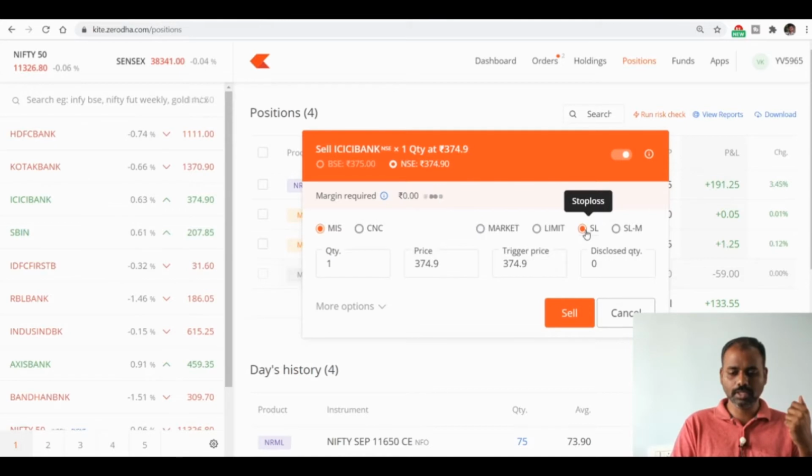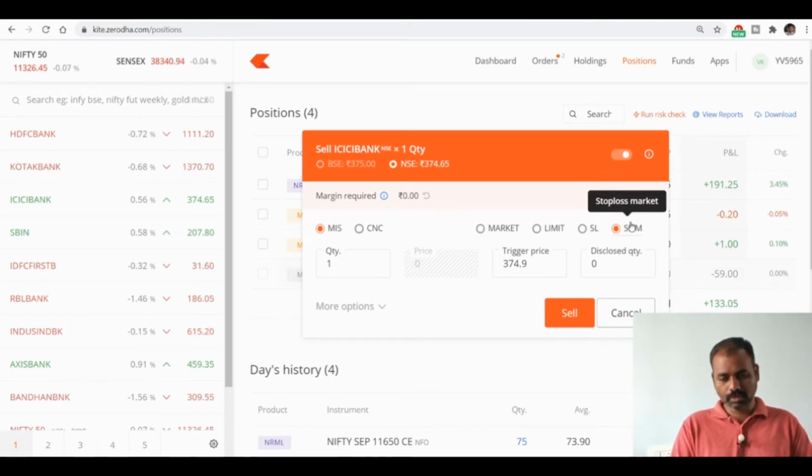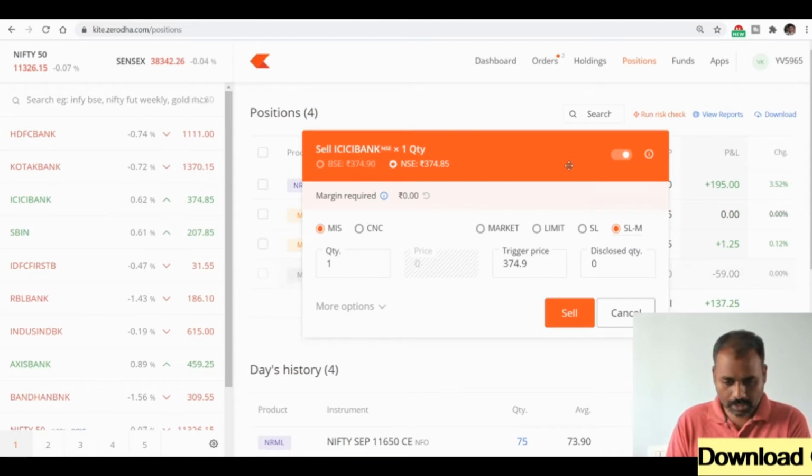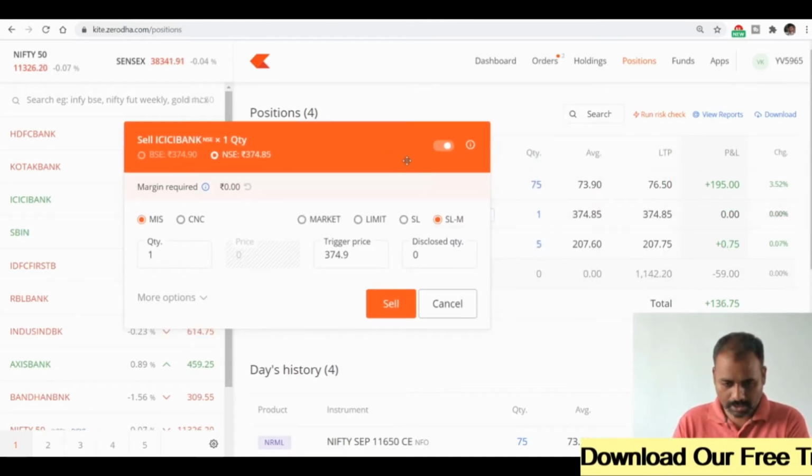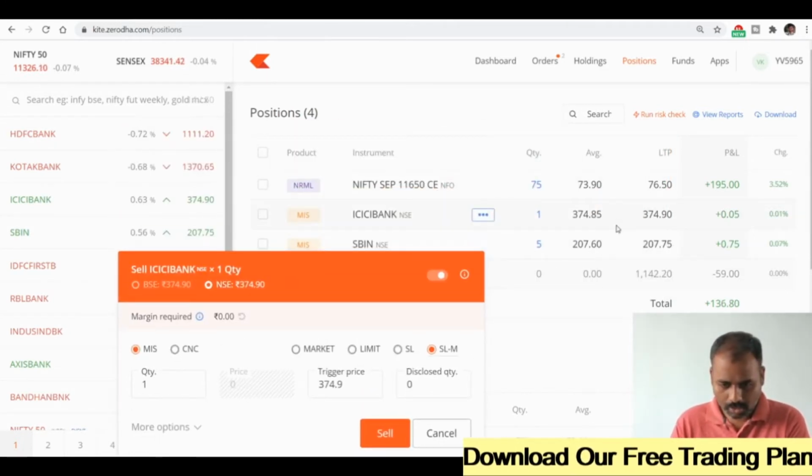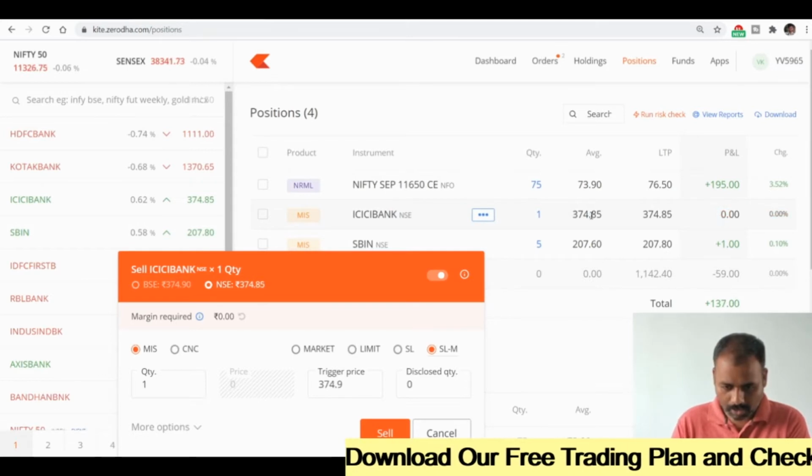I told you that we have two options, SL and SLM. First I will keep SL, then I will explain SLM. It is always advisable to go with SL, because I will also tell you what SLM is, then we will see the advantages and disadvantages of each of them. Now let us see the price at which I bought ICICI Bank. You can see the average price is 374.85.